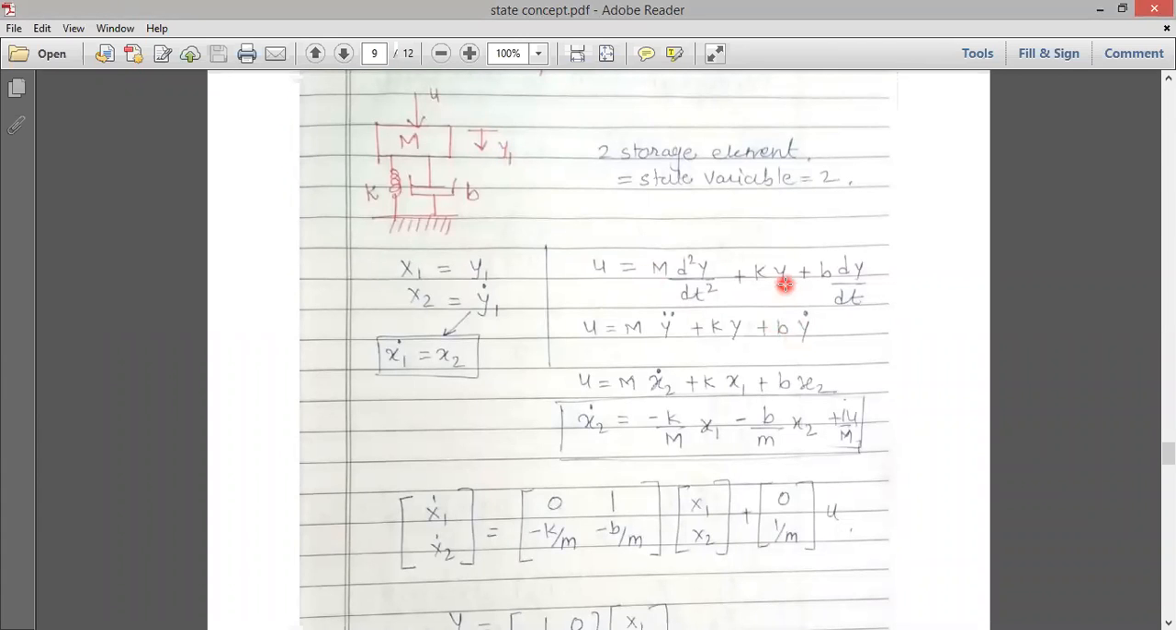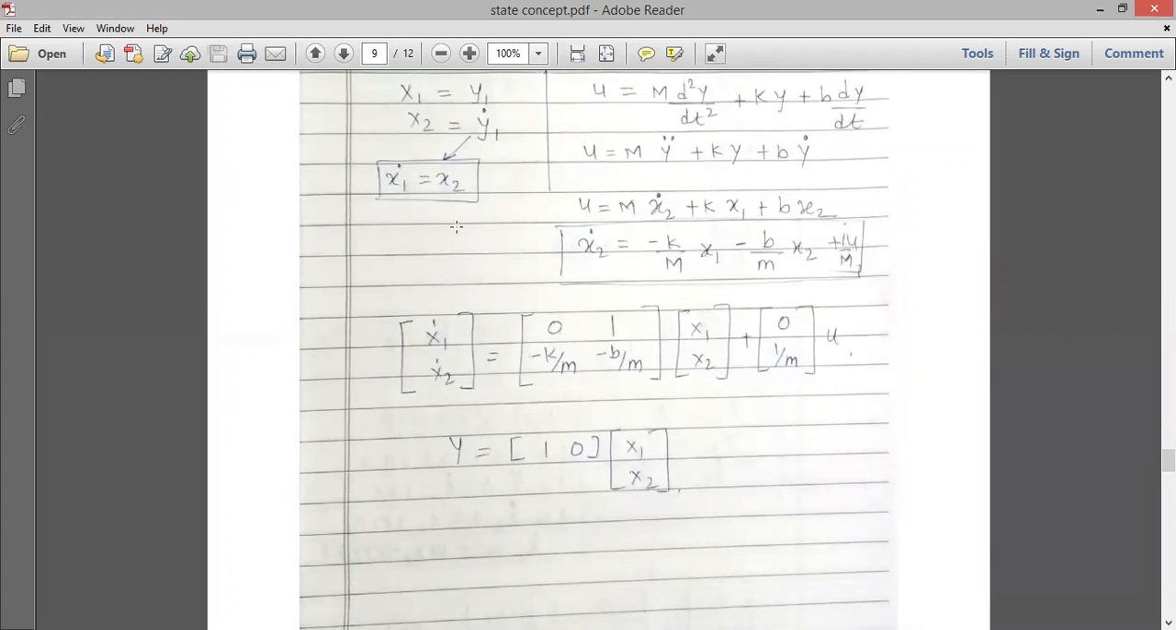This y1 and this y are the same. Now, y double dot is equal to what? We know y dot is equal to x2, so y double dot is x2 dot. Now make it x2 dot, because we already have x1 dot and we require x2 dot. So x2 dot is equal to minus k upon m x1 minus b upon m x2 plus u upon m.